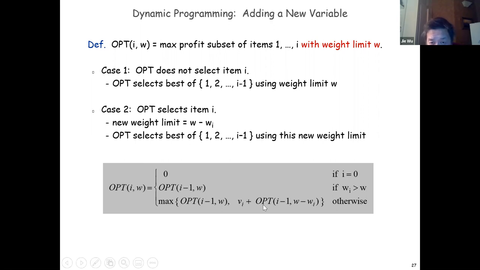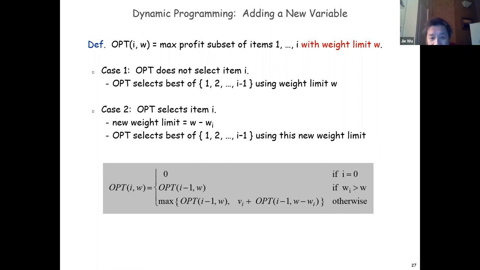This really means that I selected the I, so my value already increased. So whatever the remaining value will be from 1 to I minus 1. But my capacity, my weight is reduced to W minus WI. Is it correct? Because I select already one, which is weighted I, so my capacity will be reduced. So it's like a two dimension. You introduce a new variable, which basically generalizes the problem for all the weights.